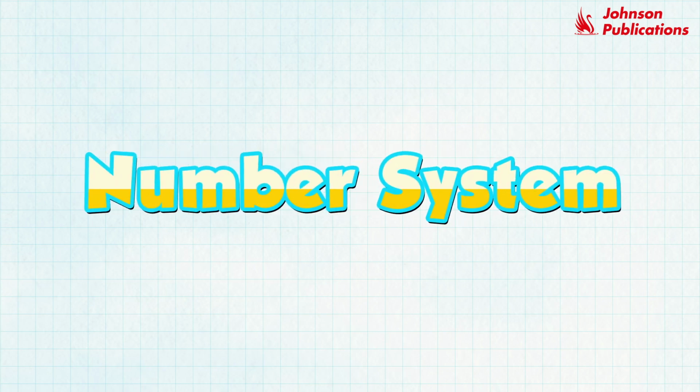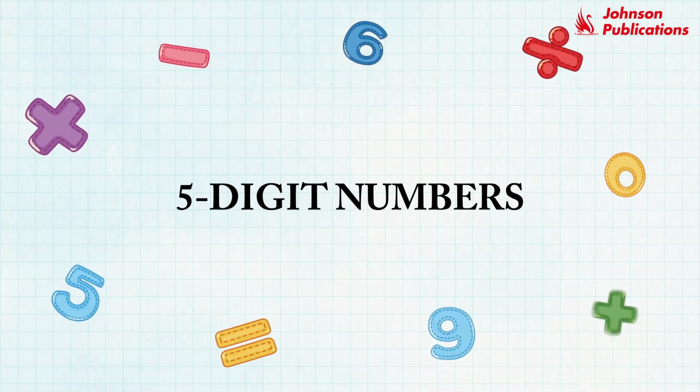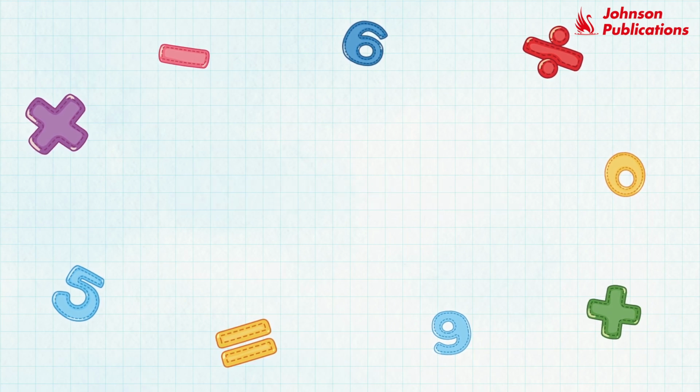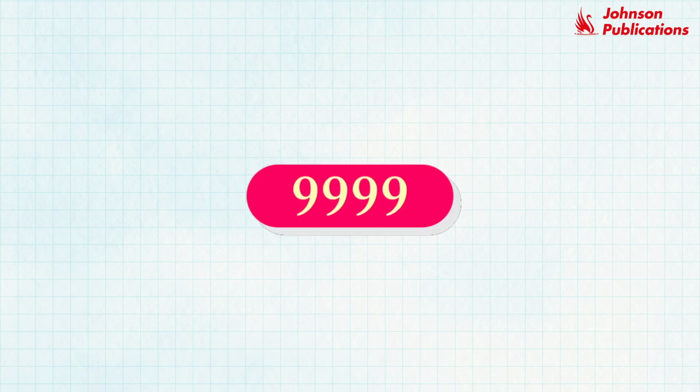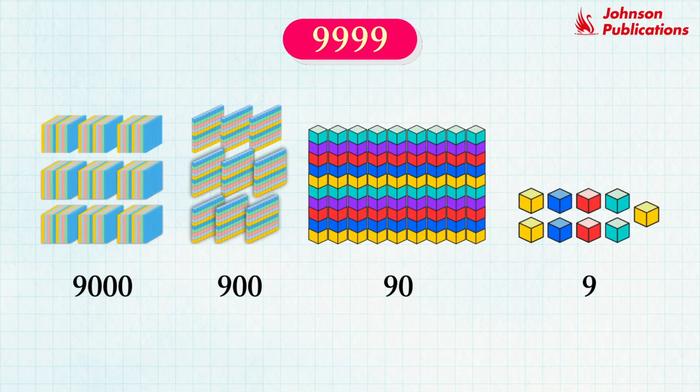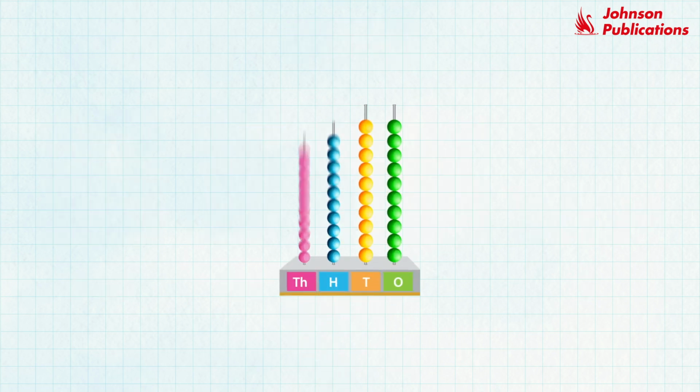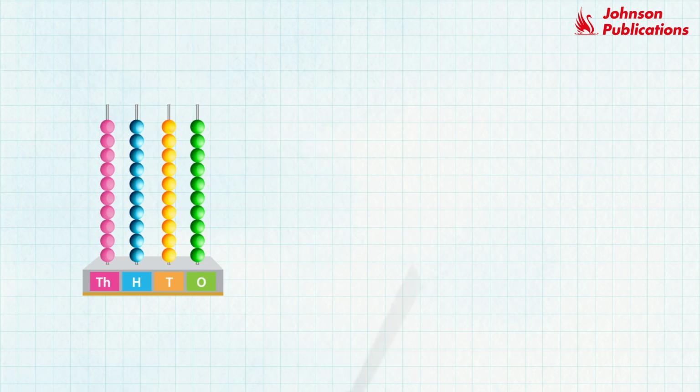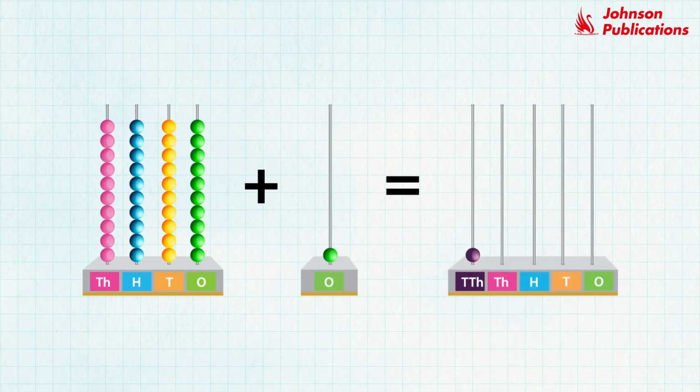Number system. 5-digit numbers. We know that 9999 is the greatest 4-digit number. It can be represented using blocks like this. The same number can be shown in abacus like this. Look at the abacus. If we add 1 to this number, we get 10,000.